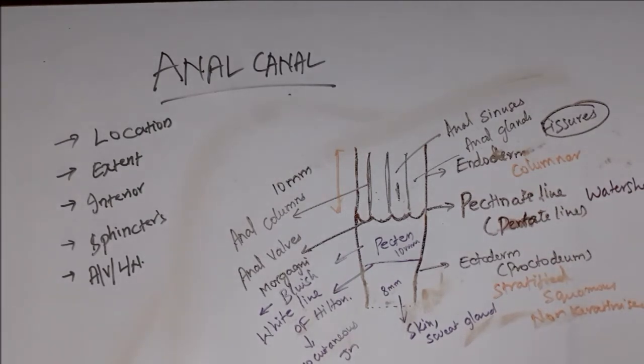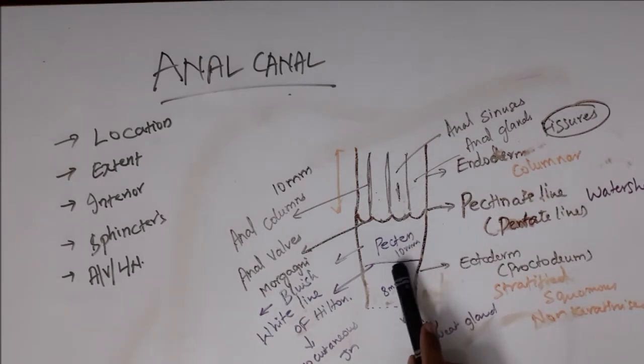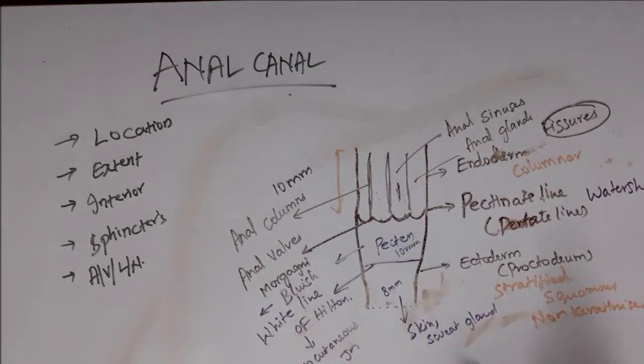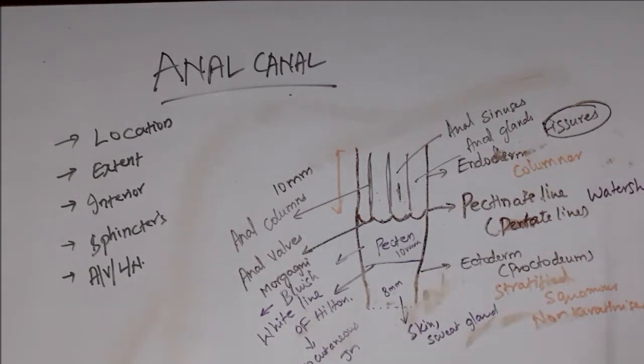Then below the pectinate line, between the pectinate line and the white line of Hilton, that region is called the pecten, and below that it is lined by skin. Pecten is lined by stratified squamous non-keratinized epithelium.